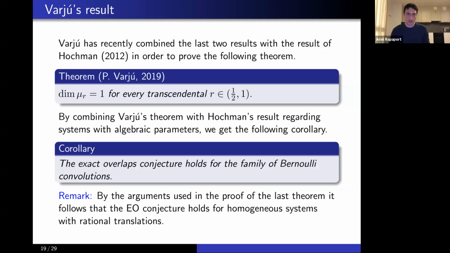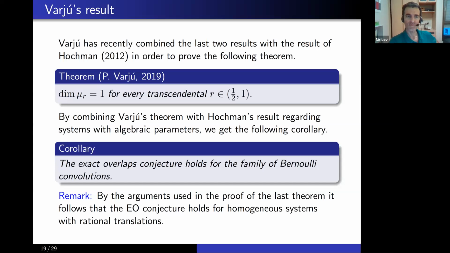So let me just add that by extending the methods in the proof of this without much change, it's possible to show that the conjecture holds for homogeneous systems with rational translations in any number of maps.